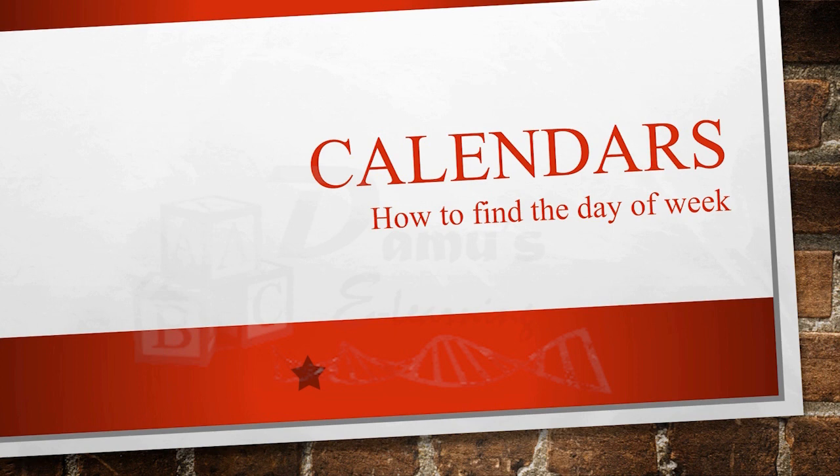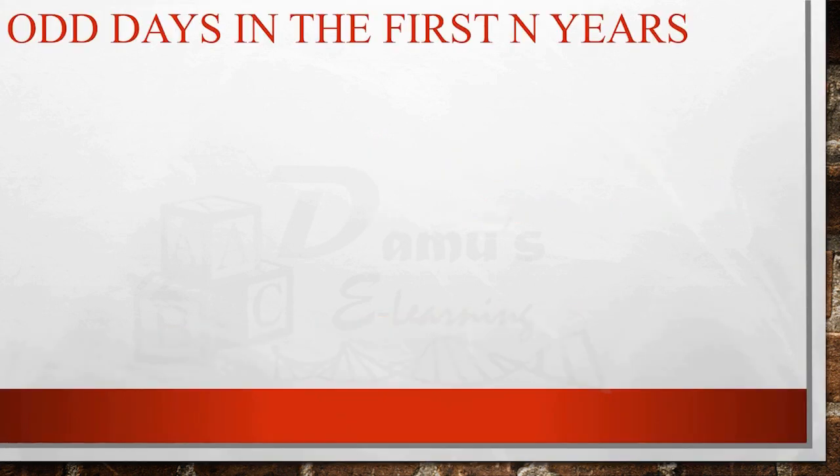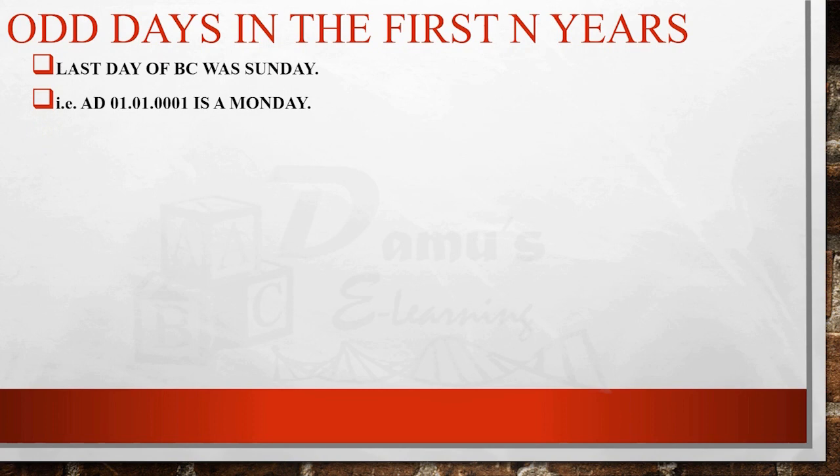Hi everyone. In this video, we'll be discussing how to find the day of the week for any given date. There are certain things that we should know before solving the problem. Last day of BC is considered to be a Sunday. Therefore, first day of AD is a Monday.